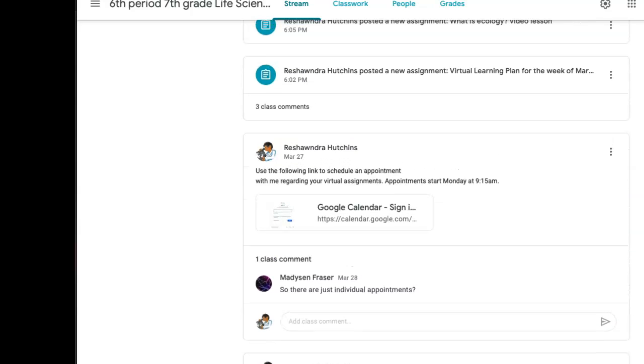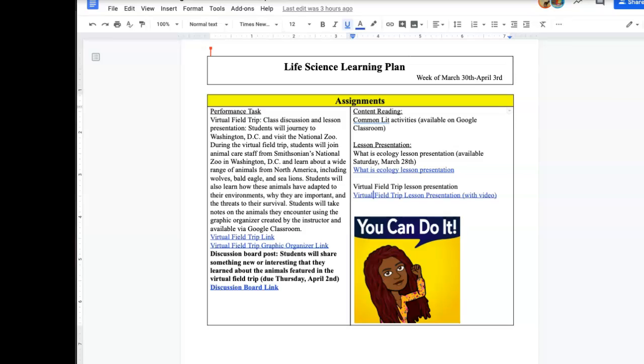Okay, so to wrap up what we're going to be doing this week, we have basically 3 assignments that are due. We have our CommonLit activities that they should be completed by Friday night. We have our performance task, which includes the graphic organizer and the discussion board link. Those are going to be due by Thursday, April 2nd. We want to make sure we do that.